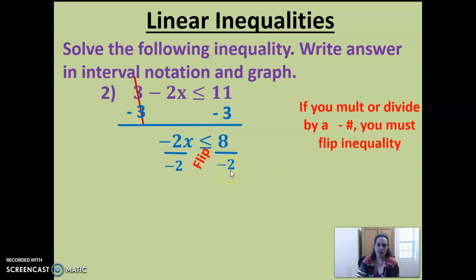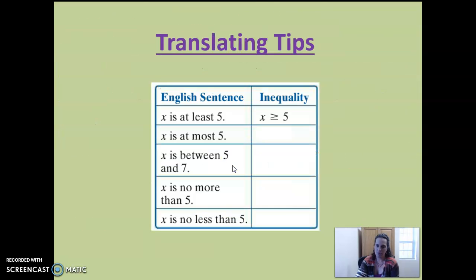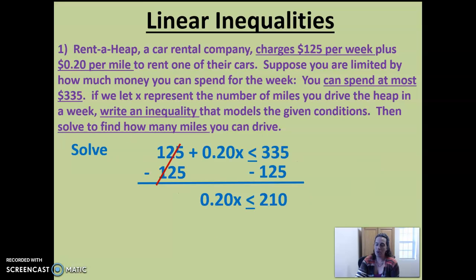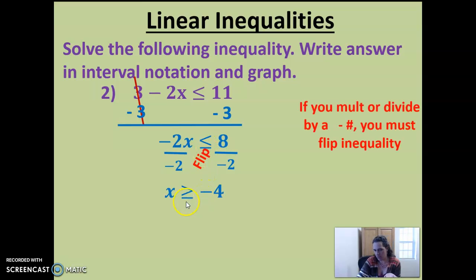We didn't run into that on number 1 because we were dividing by, hang on, I went back too far. Number 1, we wound up dividing by a positive 0.20. So we didn't have to worry about it there. If your bottom number is positive, it's no concern. But if you wind up dividing by a negative, you do have to flip that inequality. So that less than or equal to is going to flip to a greater than or equal to.